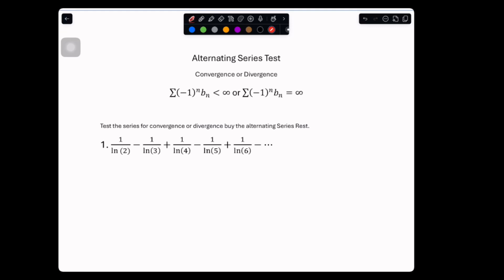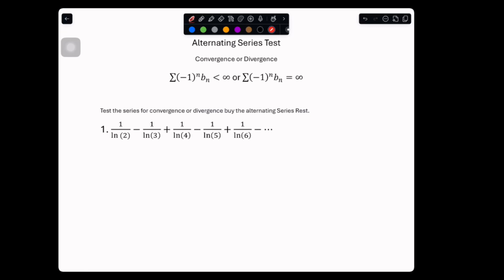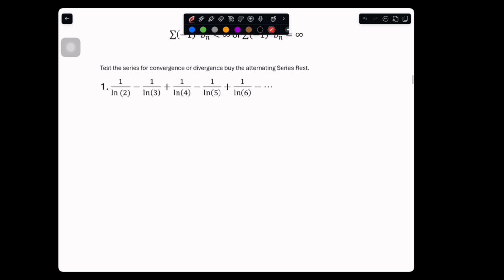And here's the story here. Test the series for convergence here. Now, what's the story about this? What series is this? It looks to me, I can describe this as what?